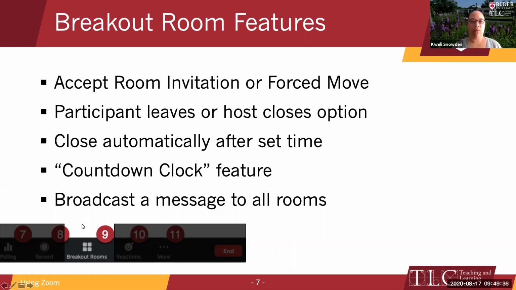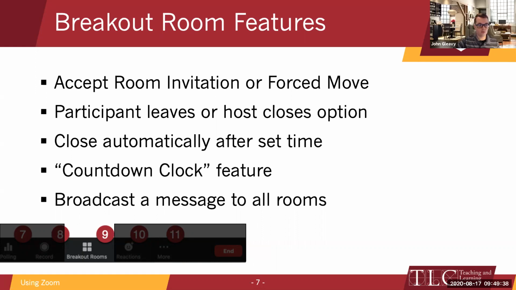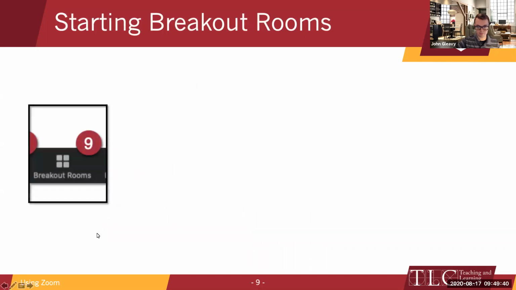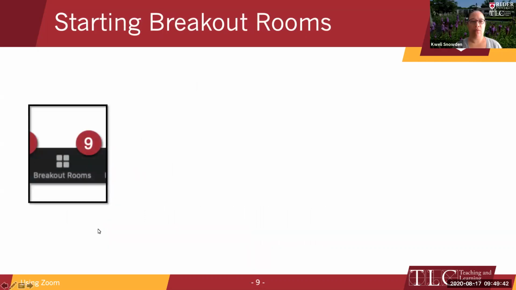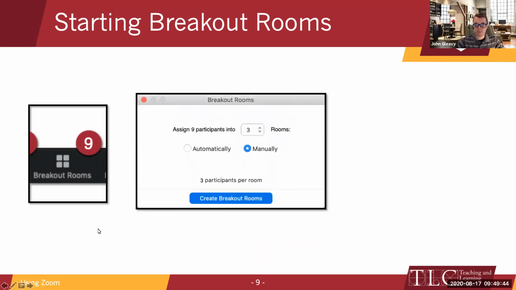So, like I mentioned before, we're going to click on number 9, Breakout Rooms. Once we click on Breakout Rooms, we get this little pop-up. Right now, it's saying assign 9 participants into 3 rooms. The number 9 here is going to update dynamically depending upon how many participants are in your meeting.